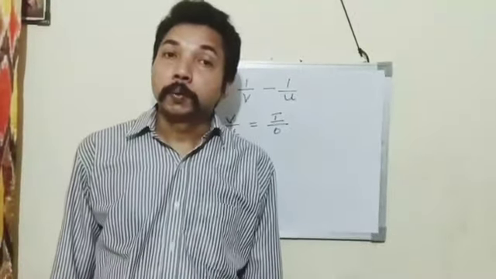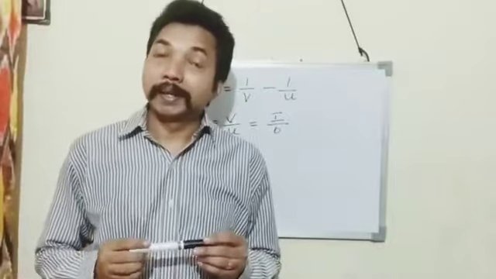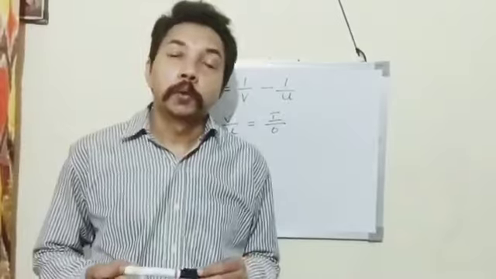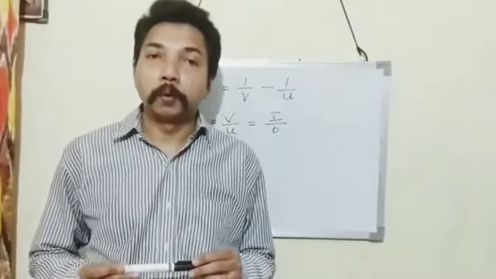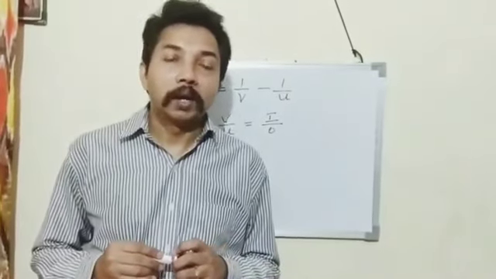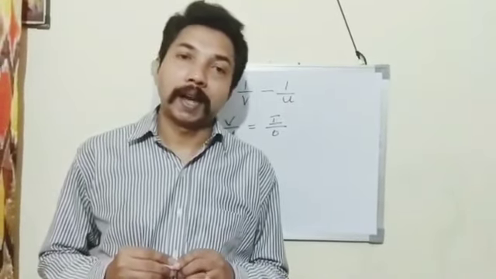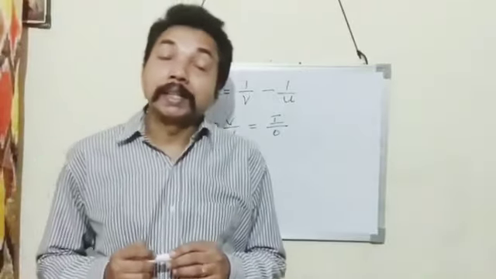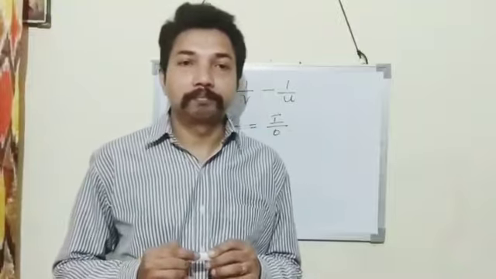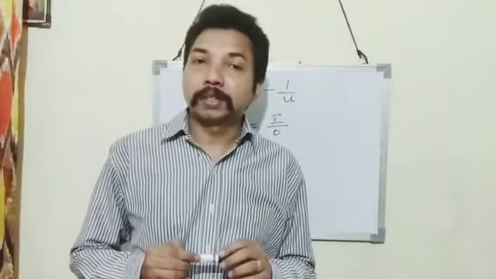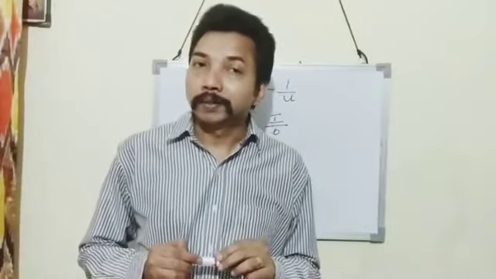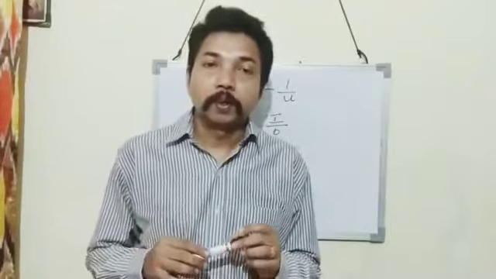When we solve the numericals by using the formula 1 upon F is equal to 1 upon V minus 1 upon U, if we simply substitute the values in the formula, we won't get the correct answer. So for getting the answer, we have to apply the sign convention. Sign convention we had already discussed in the last class. Once again I will tell it.